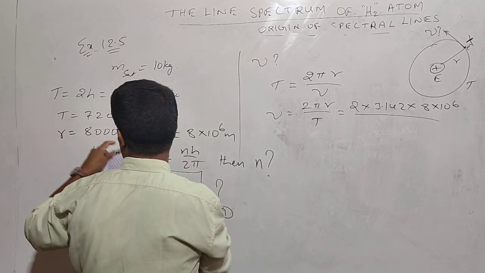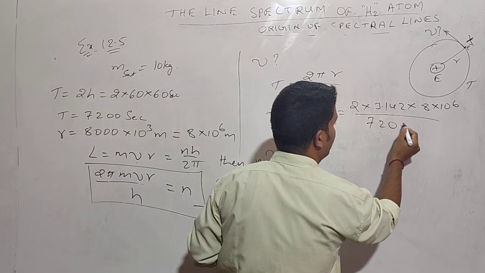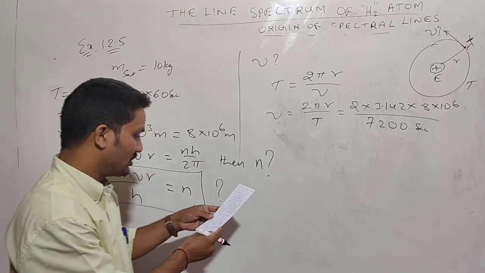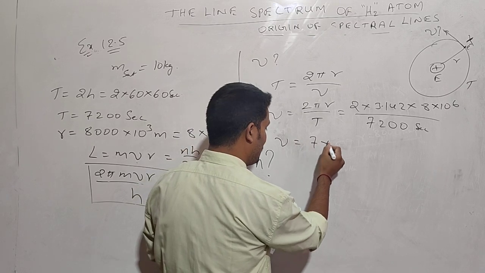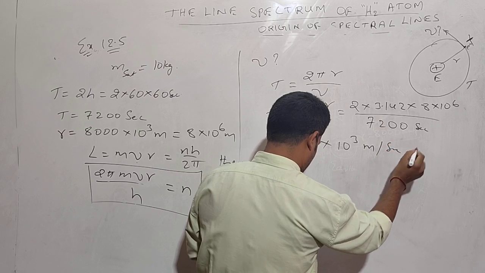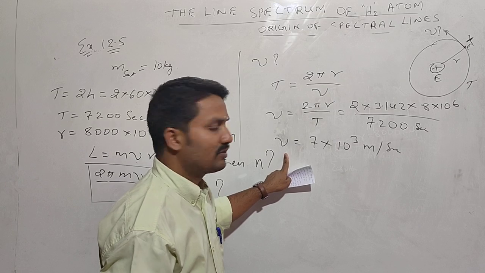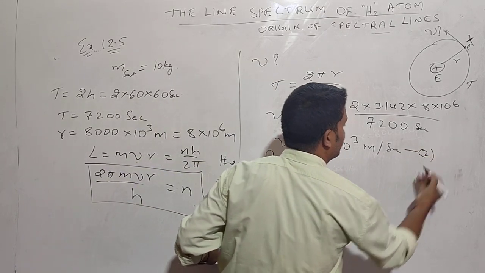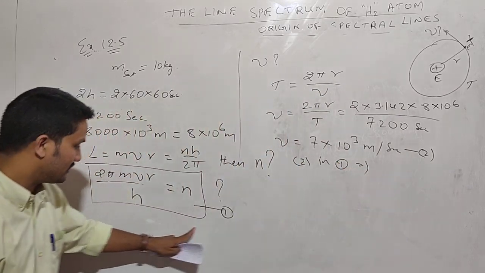The time period given here is 7200 seconds. By substituting all these values, how much velocity do you get? v is equal to 7 into 10 power 3 meters per second. So whenever we have to determine the value of v, this is how. Then putting this into the first expression, how much do you get?